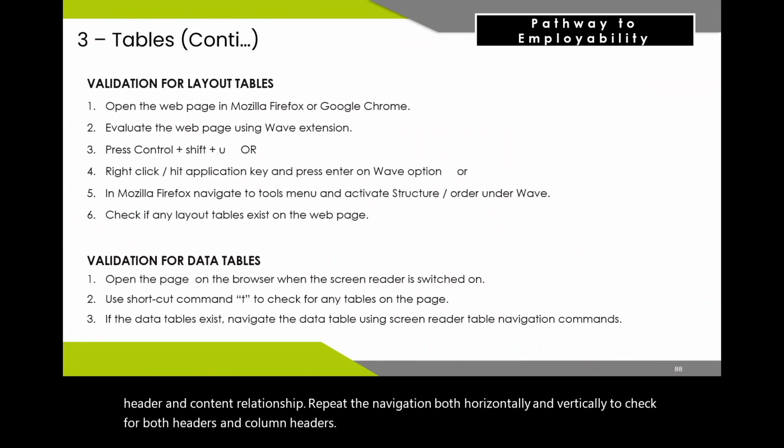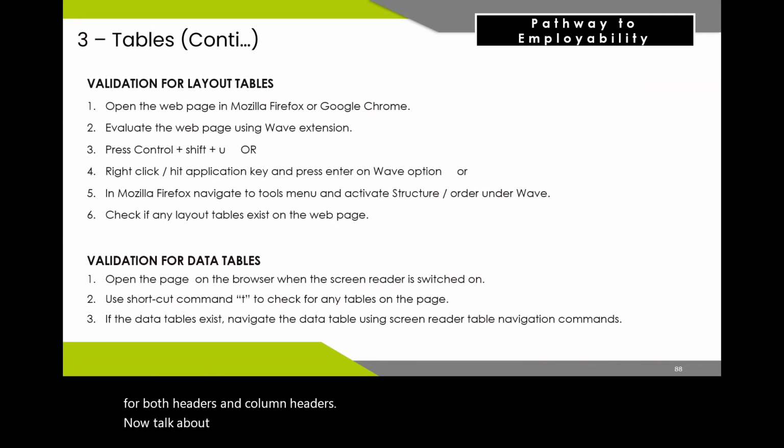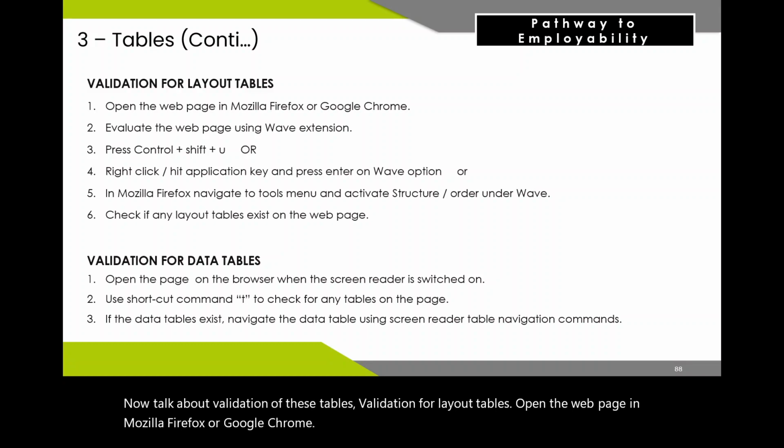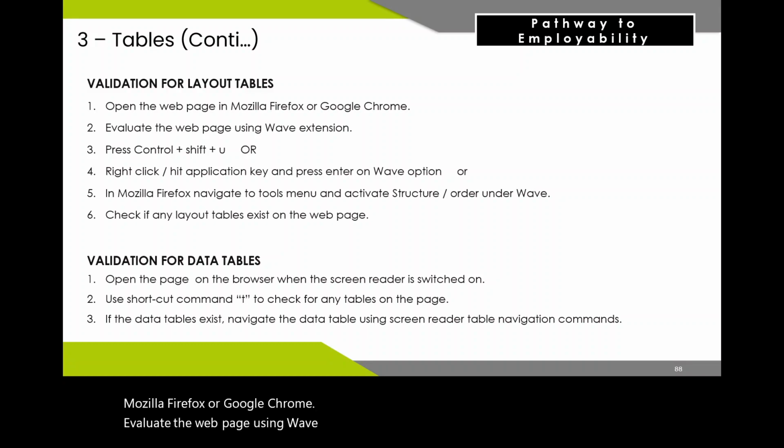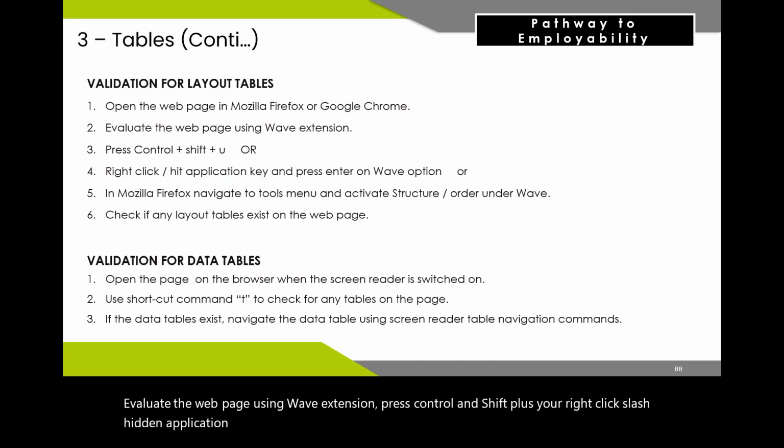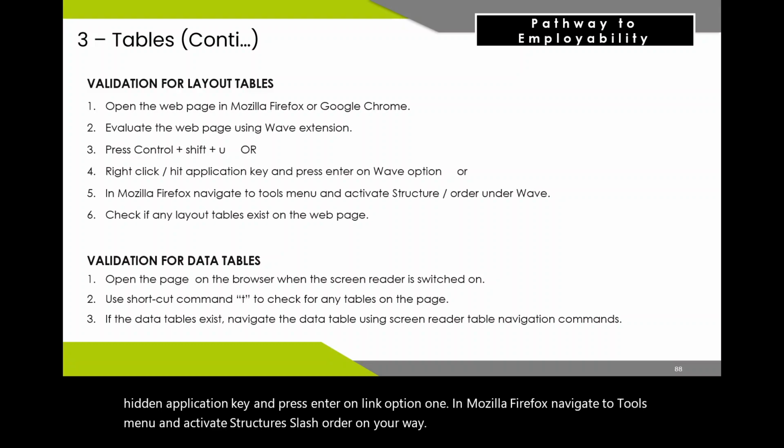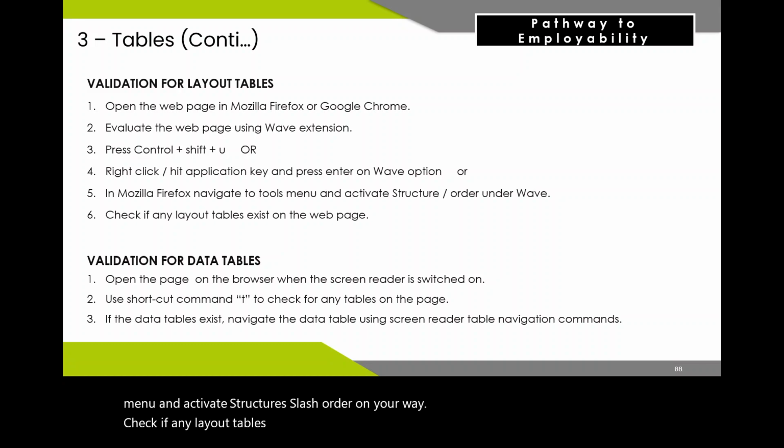Now, talk about validation of these tables. Validation for layout tables. Open the web page in Mozilla Firefox or Google Chrome. Evaluate the web page using Wave extension. Press Ctrl and Shift plus U or right-click/hit application key and press Enter on Wave option. In Mozilla Firefox, navigate to Tools menu and activate Structure/Order under Wave. Check if any layout tables exist on the web page.